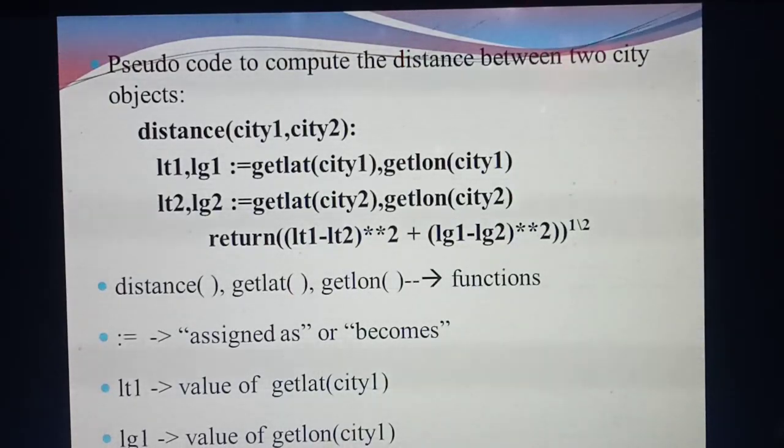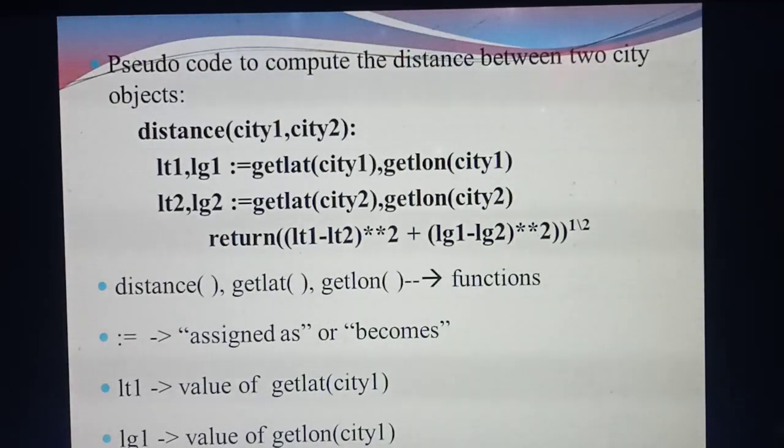See the next line: LT1, LG1. That means latitude 1, longitude 1. First you are going to get the latitude of city 1, so get latitude of city 1. Next you are going to get the longitude of city 1, so get longitude of city 1. Understood? In a similar way you need to write for latitude 2 and longitude 2, that is LT2, LG2. So next you need to get the latitude of city 2 and the longitude of city 2.